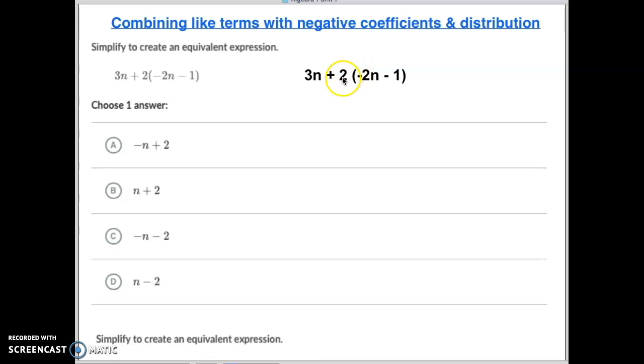We need to distribute this 2 within the parentheses. So I need to take that 2, multiply it by negative 2n, and take that 2 and multiply it by the negative 1. When I do that, I get the 3n, you'll notice, stayed the same. 2 times negative 2 is negative 4, so negative 4n, and 2 times negative 1 is negative 2. Then I've got the two like terms right here. Combine those two together, and you can see that would be letter C for that answer right there.